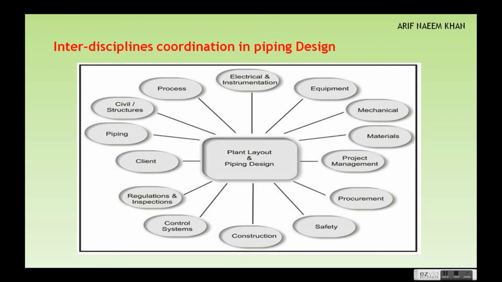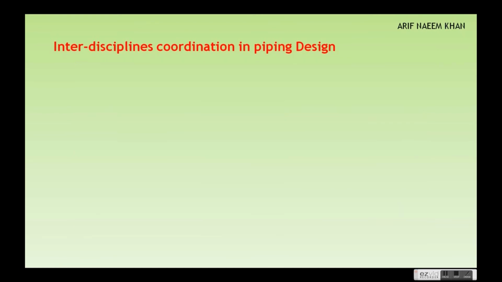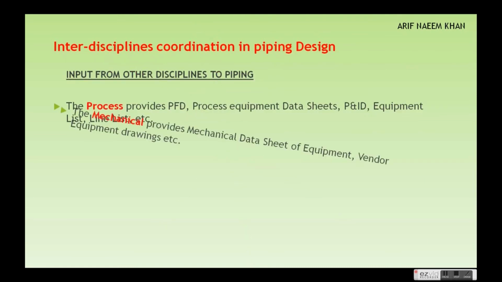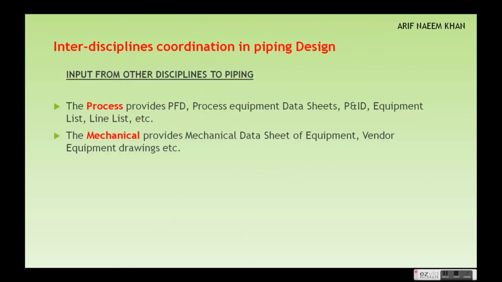MTOs from the 3D model go to procurement, and to safety and the plant with respect to operability, maintainability and safe operation. Can we do the construction or not, or are there some constructional issues in your design that cannot be executed practically. So this is the interdisciplinary coordination between piping and the other disciplines to prepare for a final 3D model review. Like input from other disciplines to piping. From the process discipline, we need flow diagrams, process equipment data sheets, P&IDs, equipment list, and the line list.